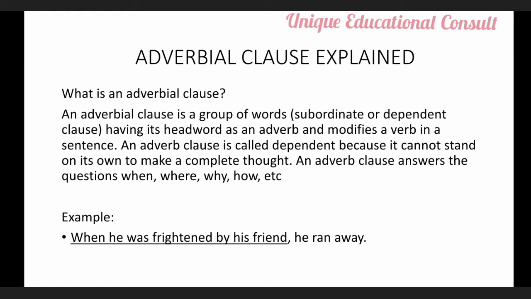On this channel, we have been discussing some English language topics, but today we are going to look at adverbial clause. Adverbial clause is a group of words. You can call it subordinate clause or dependent clause. Having its head word as an adverb, that is, in the group of words called an adverbial clause, you must have an adverb which will be serving as the head word or the root word in the group of words, and it modifies a verb in a sentence.